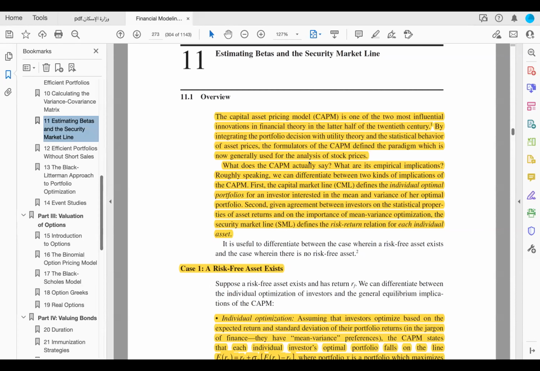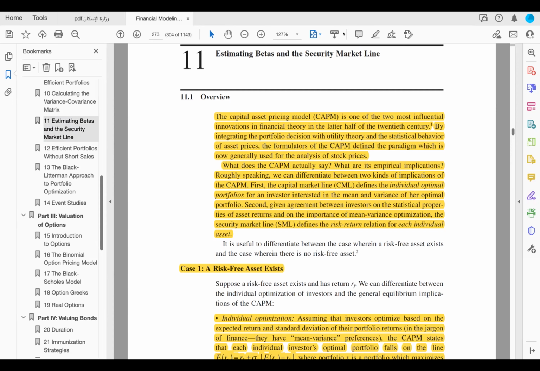So this is chapter number 11, estimating betas and the security market line, or the abbreviation, the SML. The capital asset pricing model, the CAPM, is one of the two most influential innovations in financial theory in the latter half of the 20th century. By integrating the portfolio decision with utility theory and the statistical behavior of asset prices, the formulators of the CAPM defined the paradigm which is now generally used for the analysis of stock prices.